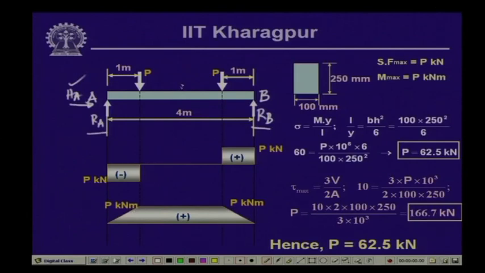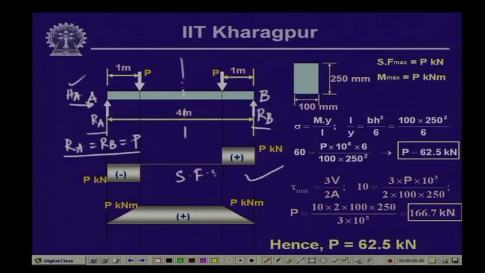Now, again, since this is a symmetrical beam with symmetrical loading, R_A equals R_B equals P, and this you have seen earlier as well. Now, with these values of the reactive forces, we can compute the shearing force at any cross section, and we can draw the shear force diagram, and the shear force diagram is going to be like this.